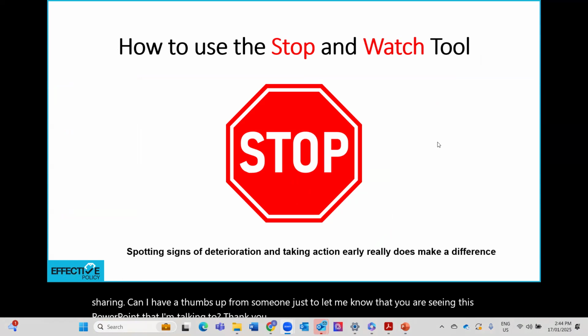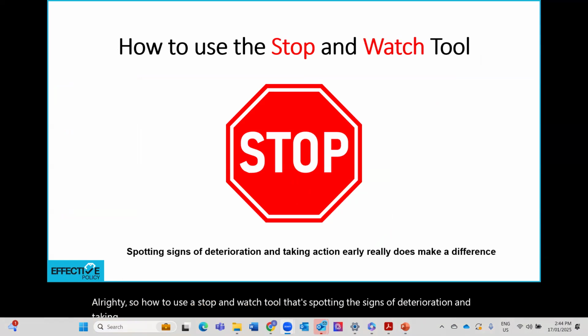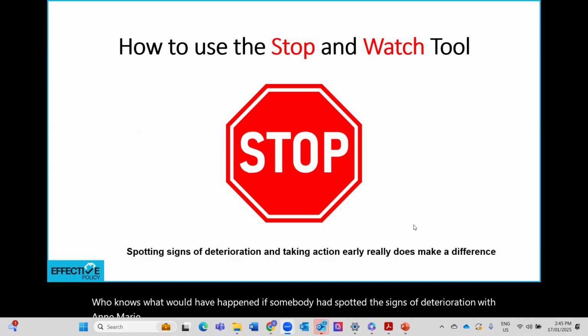Alrighty, so that's how to use a stop and watch tool: spotting the signs of deterioration and taking action early really does make a difference. Who knows what would have happened if somebody had spotted the signs of deterioration with Anne-Marie Smith and some of those other people that we've heard about throughout the last 5 years.